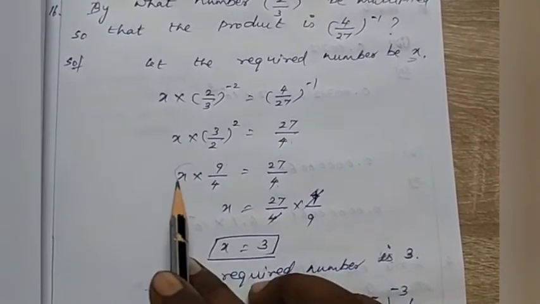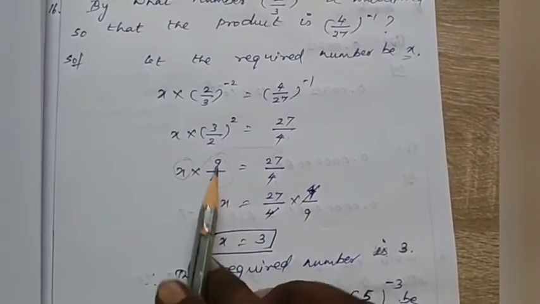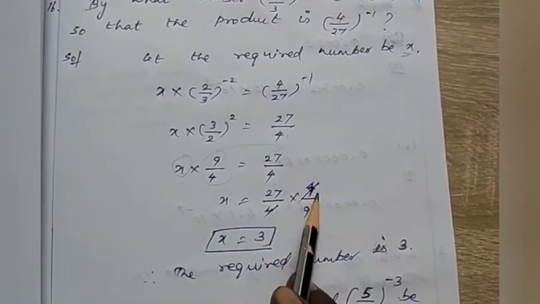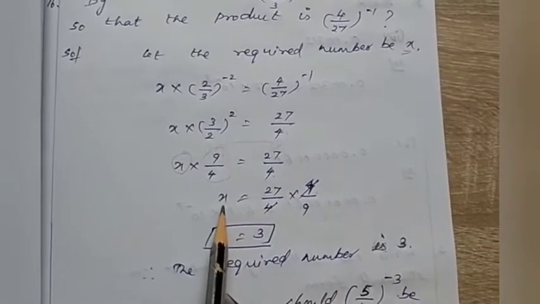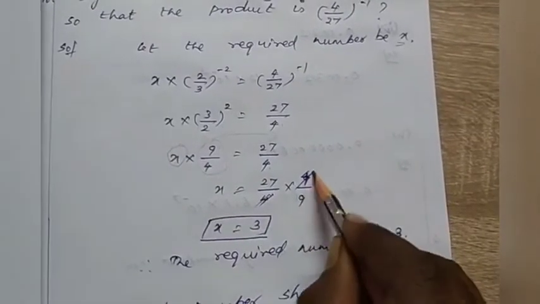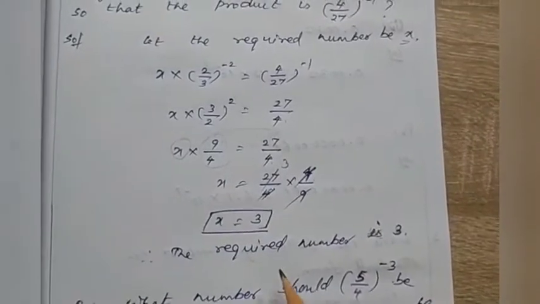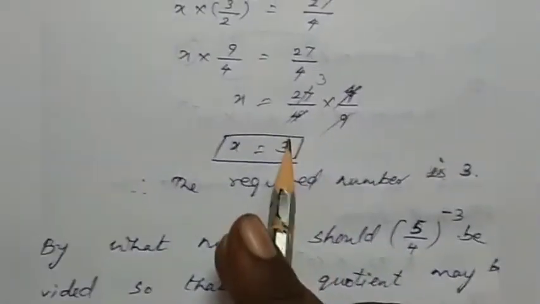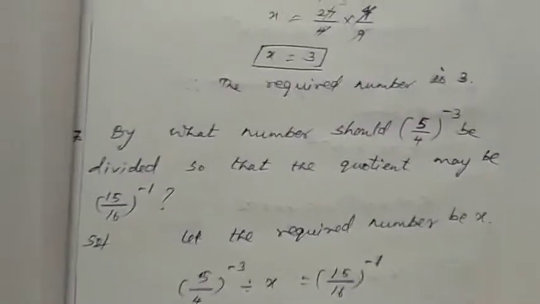We have to find the value of x. Now 9 by 4 transposing to that side: 9 transposing becomes divide, 4 transposing becomes multiply. So 27 divided by 4 into 4 by 9 is equal to x. Now we have to simplify. 4 and 4 are cancelled. 9 threes are 27. So therefore the value of x is equal to 3. So the required number is 3.